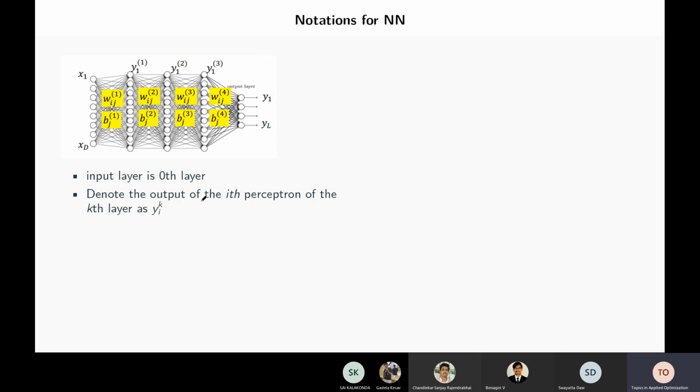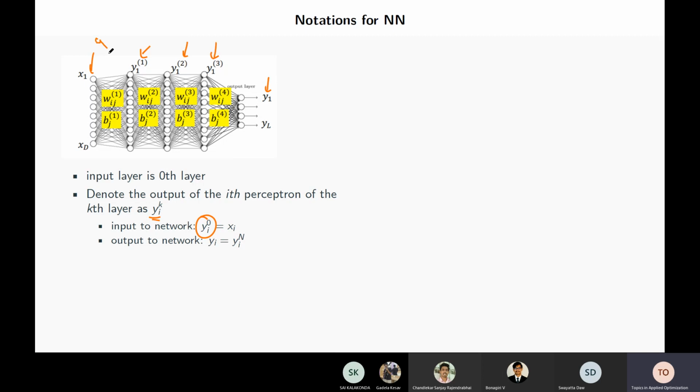So the input layer is the zeroth layer, obviously. We denote the output of the ith perceptron like this. Okay, and so the input to the neuron accordingly. So we can also define, since we are using all these y all the time, the output we denote like this.